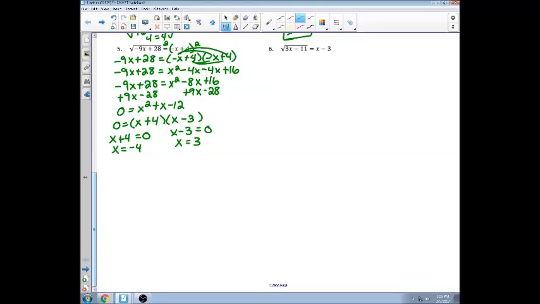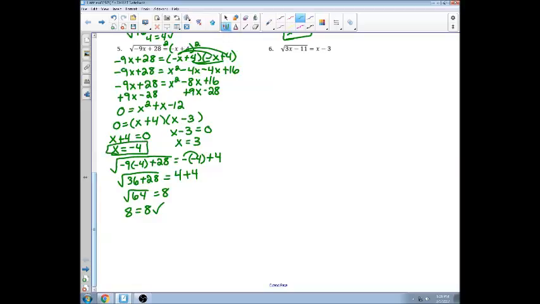Again, I need to check all of my answers. So I need to put negative 4 in for all the x's. So I have the square root of negative 9 times negative 4 plus 28 equals the negative of negative 4 plus 4. Negative 9 times negative 4 would be 36 plus 28 equals, a negative times a negative gets me a positive 4 plus 4. 36 plus 28 is equal to the square root of 64, which is equal to 8. That is true. So x can equal negative 4.